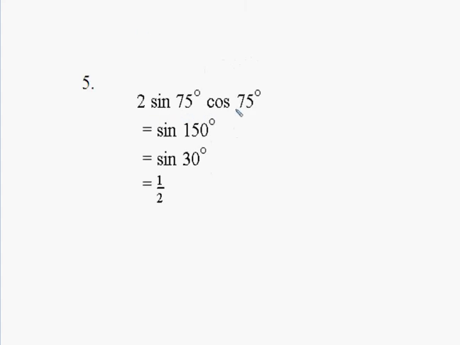2 sine 75 cos 75, again straight application of the rule, which comes down to sine of 150. 150 is in the second quadrant, so it'd be the same as positive sine of 30, which comes to a half.